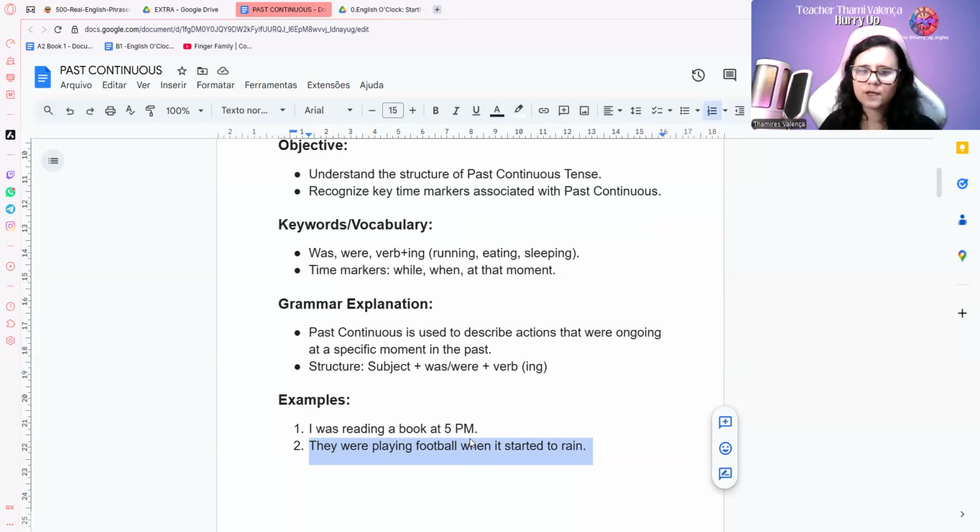Let me give you another example. I was working here when somebody knocked on the door. I was working here. This action was in progress in the past when somebody knocked on the door. This second sentence is in the simple past tense to indicate that my action was interrupted.